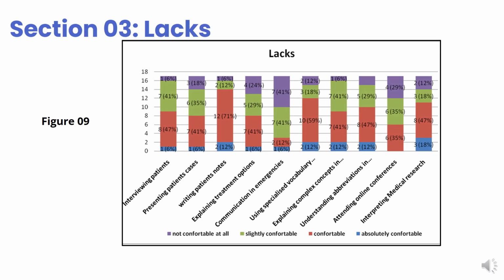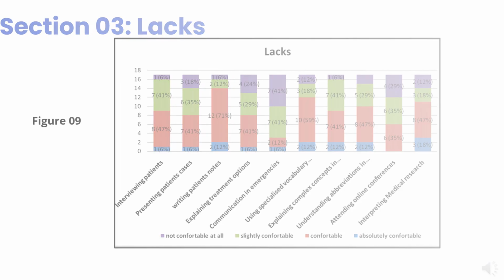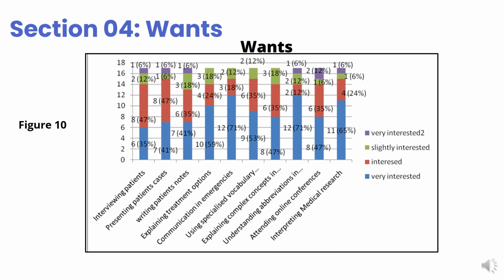Continuing with Figure 9, while most students are confident in writing patient notes and using specialized vocabulary, they struggle with emergency communication and attending online conferences. In Figure 10, students express strong interest in improving skills like interpreting medical research, understanding abbreviations, and explaining treatment options, reflecting clear priorities for targeted learning.